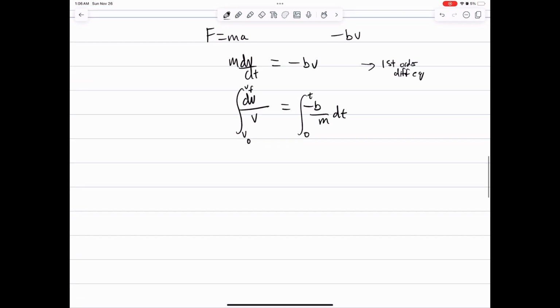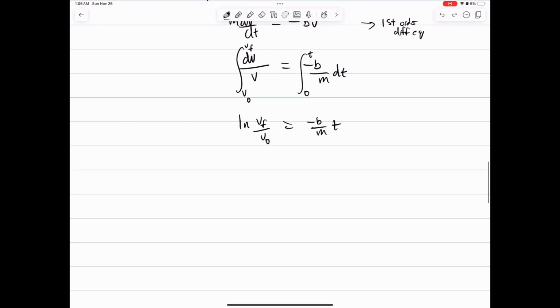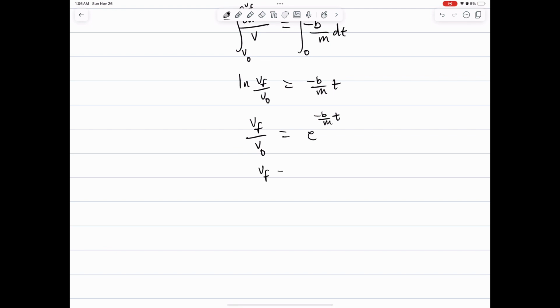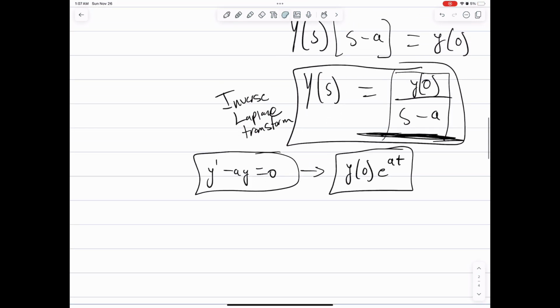So ln of vf over v naught is just equal to negative b over m times t. And I'm sure you guys see that it's just when you evaluate the bounds, it's the same thing. So exponentiating both sides just gives us vf over v naught equals e to the negative b over m t. And then solving for vf just gives us v naught times e to the negative b over m t. Look at that. Doesn't this look a lot like our solution using the Laplace transform? I'm going to put it right next to each other.